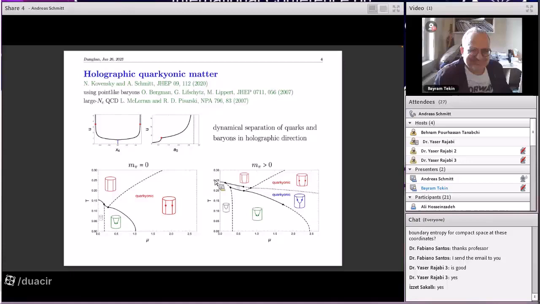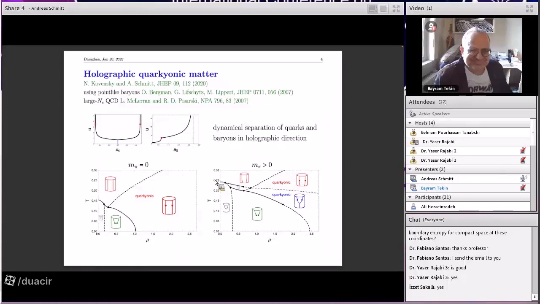Very briefly, it's basically nuclear matter at large N_c, which has some interesting properties, being in some sense a phase where there's quark-like behavior together with baryon-like behavior. And we found some indications that we can construct this phase. There's a configuration in the Sakai-Sugimoto model where we have this phase with these two features.